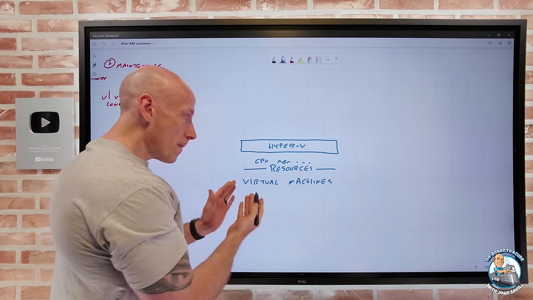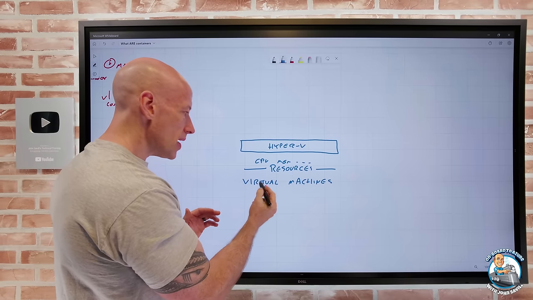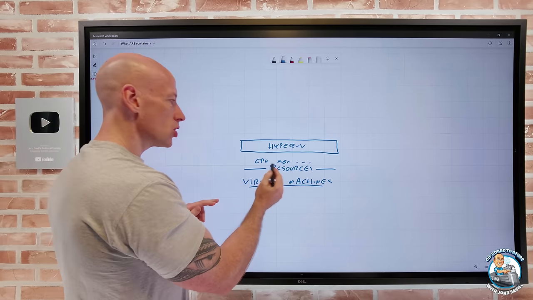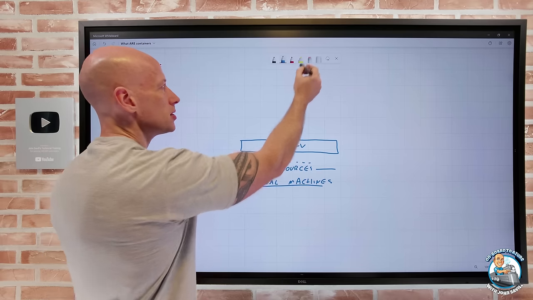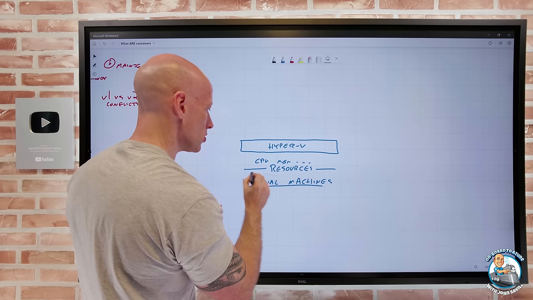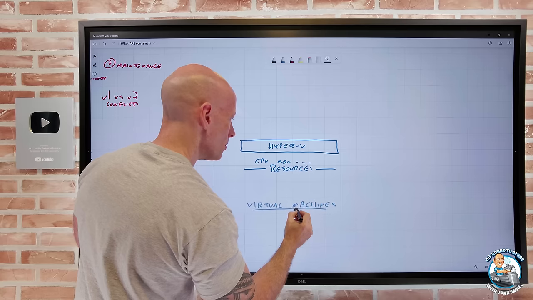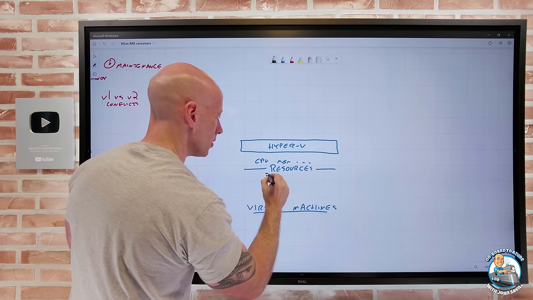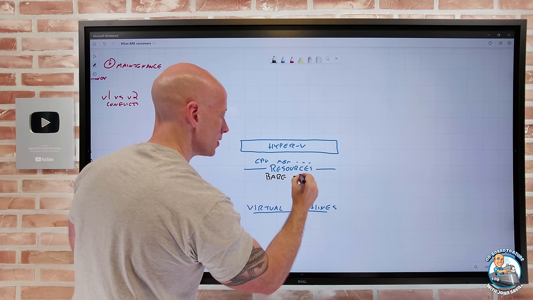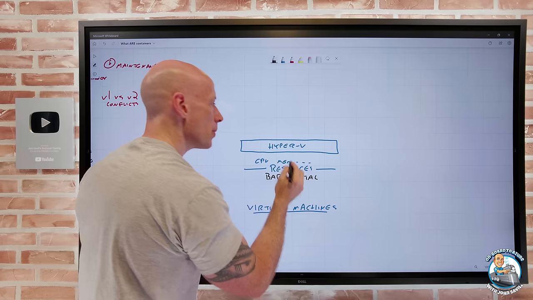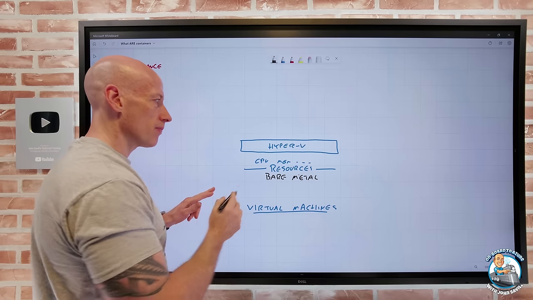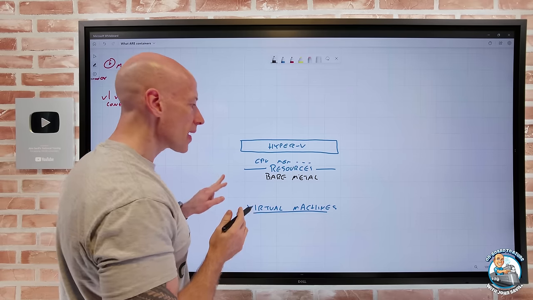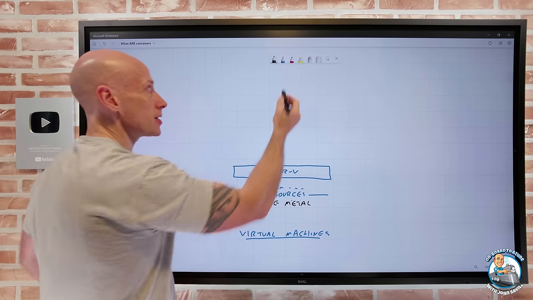So the physical bare metal box still has a certain amount of resource. So let's just move this down. The resources still live on this bare metal. So there's a bare metal box. It has a set of resources. We're going to run a hypervisor on top of it. I wrote Hyper-V as an example. And then we create these virtual machines.